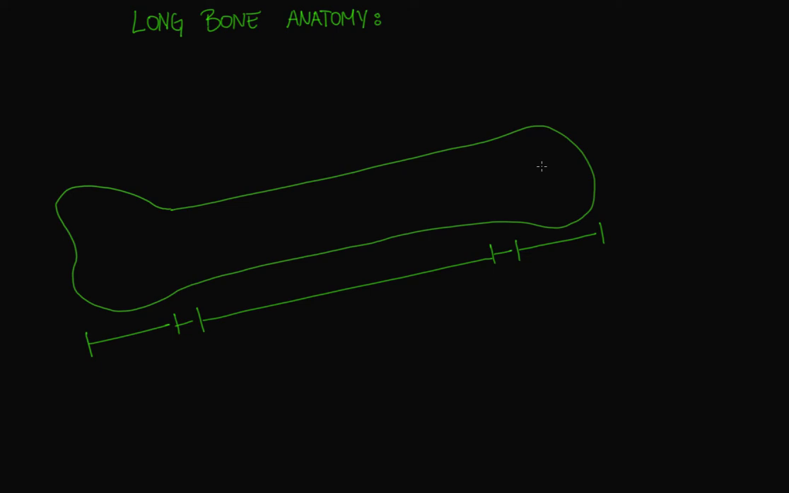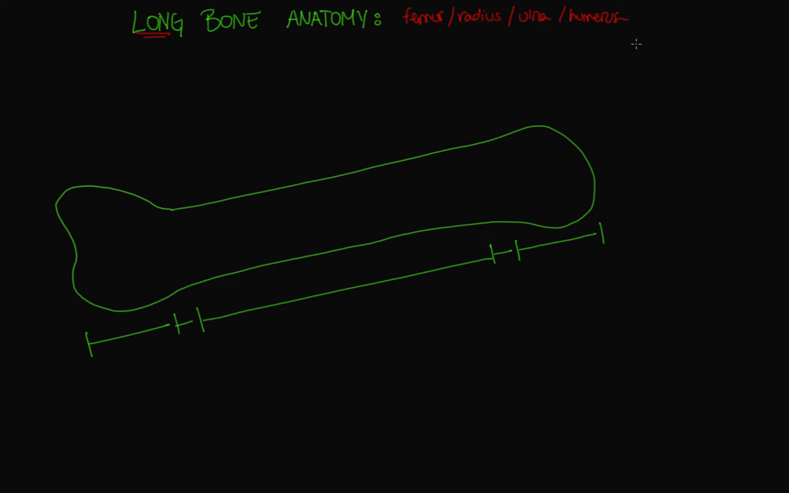So in this video, we're going to be examining the anatomy of a typical long bone. When we say long bone, we know from the structural classification of bones that some are long, meaning that they are longer than they are short. Some examples are the femur, radius, ulna, humerus, etc.